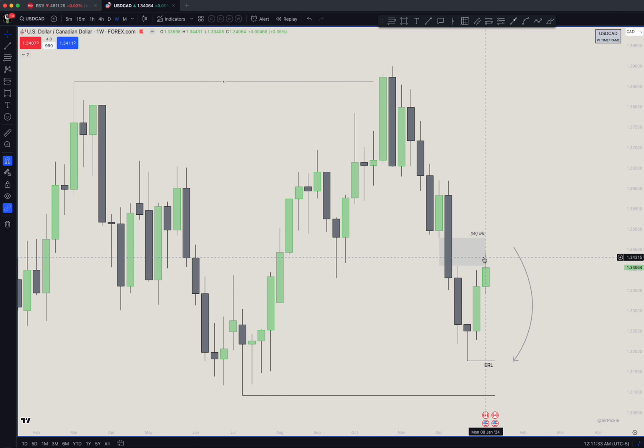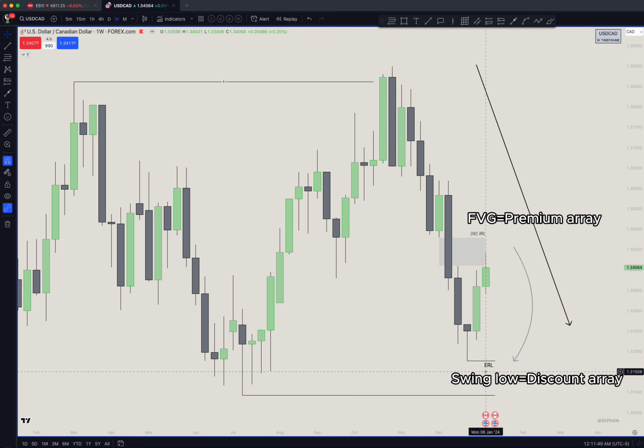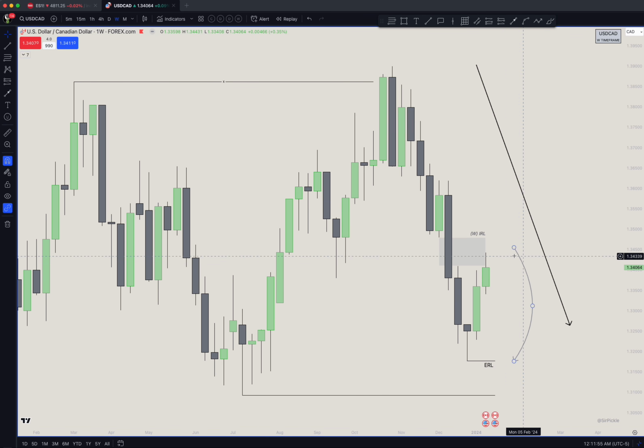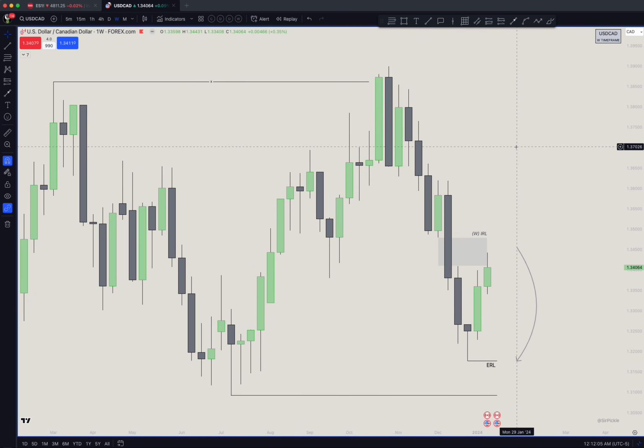Right here, we have our weekly IRL, that weekly fair value gap. The expectation is for lower prices. We have bearish order flow here. Expectation is for price to continue lower off of where? This fair value gap towards what? This external range liquidity, right? This is the context. This is where you're going to find your lower time frame market maker sell models. Okay. So our context is established right here. And I'm looking for these contexts on the monthly, weekly, or daily charts.